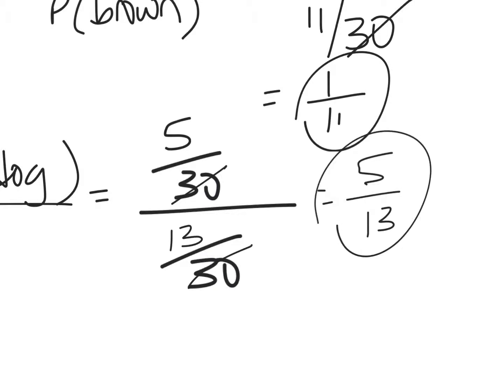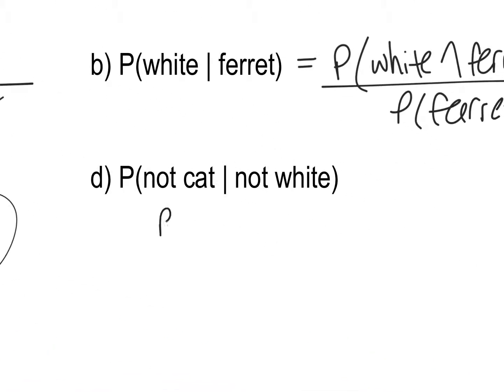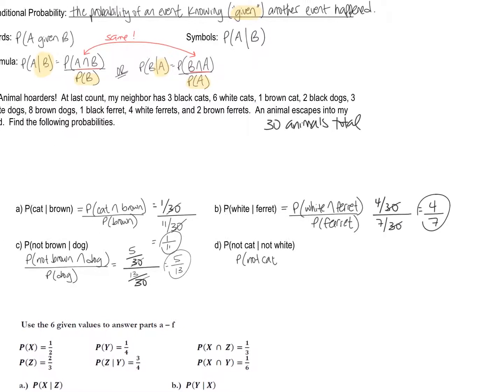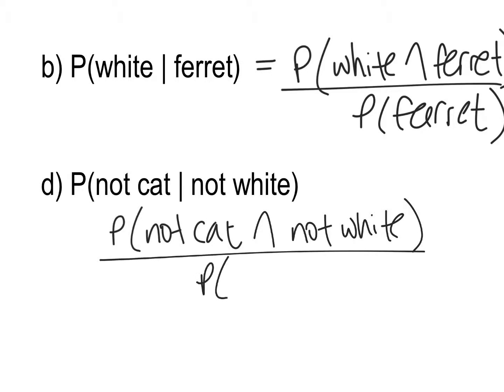So very simple. The last one in this group is this one: the probability that it is not a cat, meaning it's a dog or a ferret. Those are our only options, right? So add up all the dogs and ferrets, and not white, divided by the probability that it's not white.